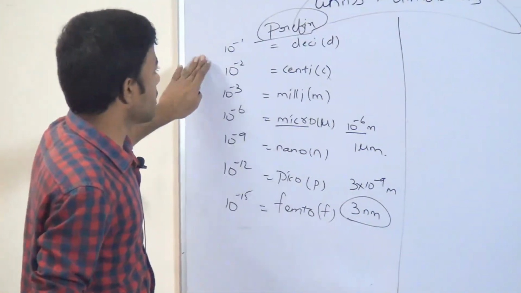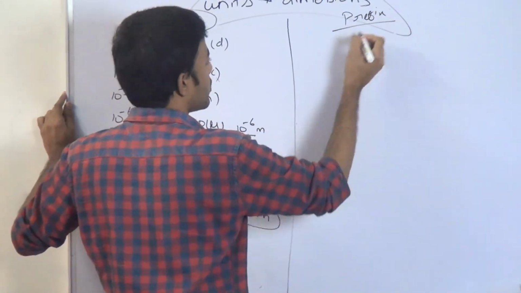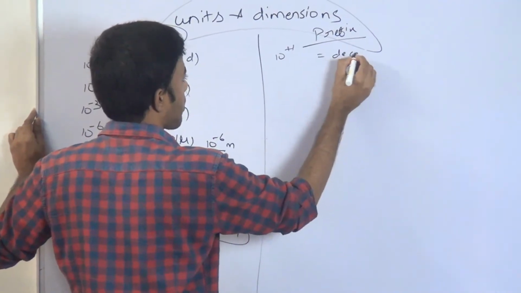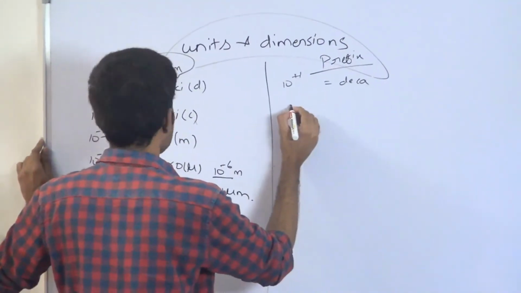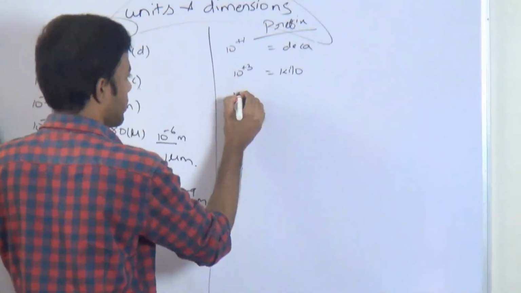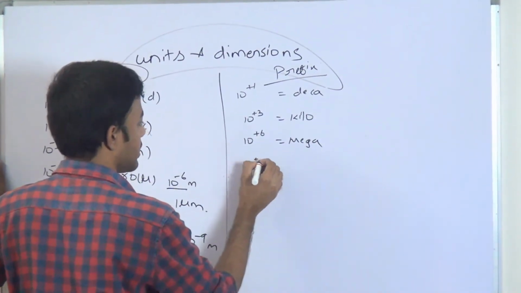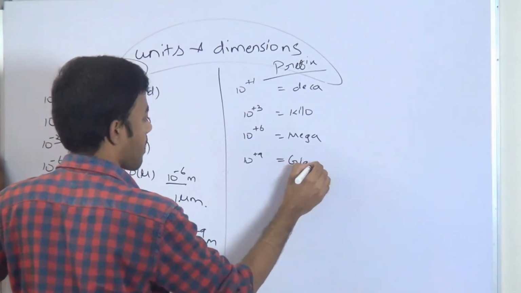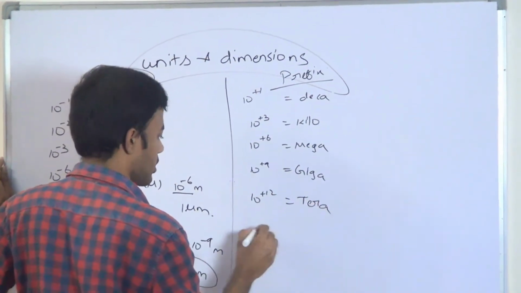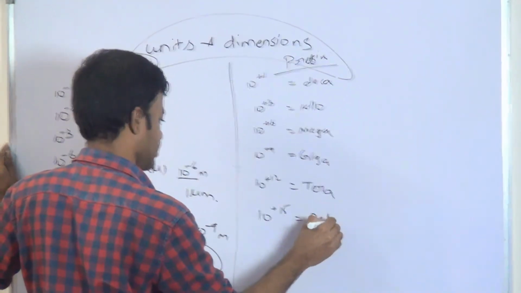So these are the decreasing values. To have the increasing ones, which are more than 1: 10 power plus 1 is deca, 10 power plus 3 is kilo, 10 power plus 6 is mega, 10 power plus 9 is giga, 10 power plus 12 is tera, 10 power plus 15 is peta.